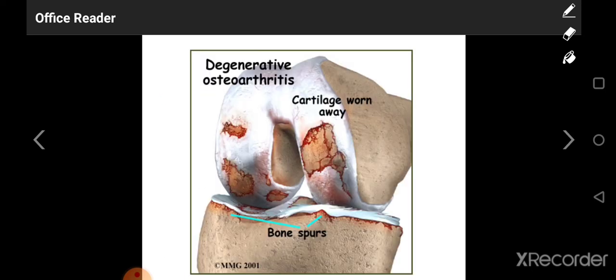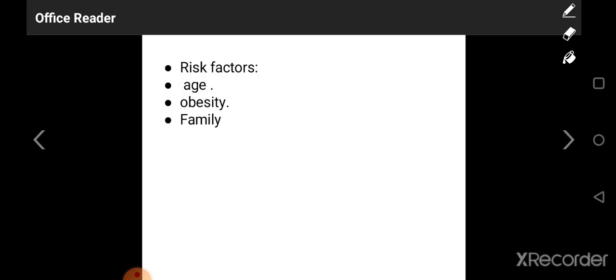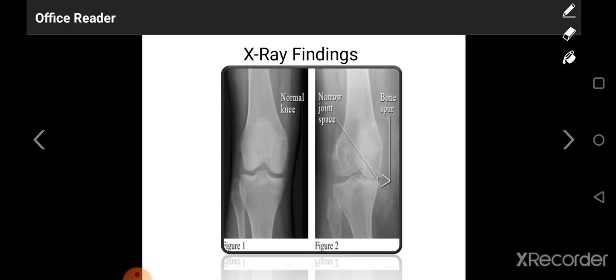So here we can see the degenerative osteoarthritis where the cartilage is worn away during old age and there is formation of bony spurs. The risk factors of osteoarthritis are age, obesity and family history. So in the X-ray finding we can see the bony spur in the joint cavity.